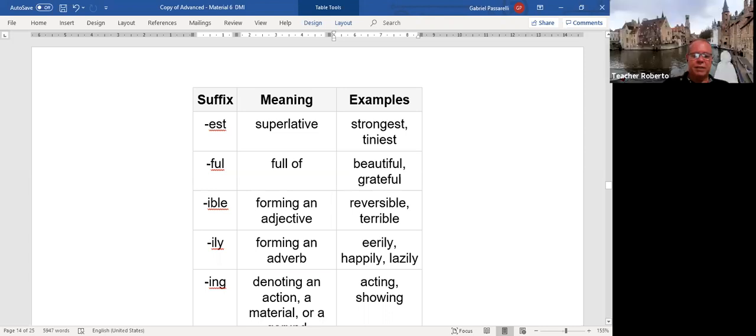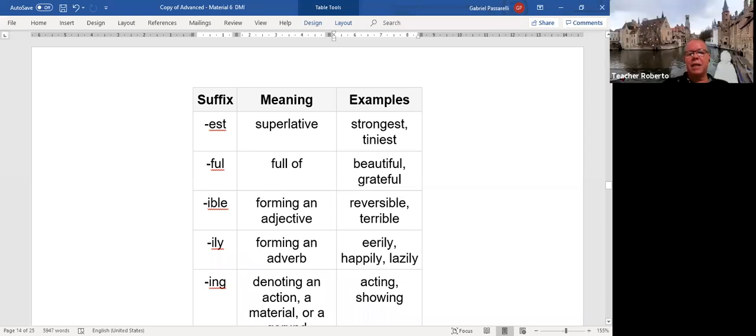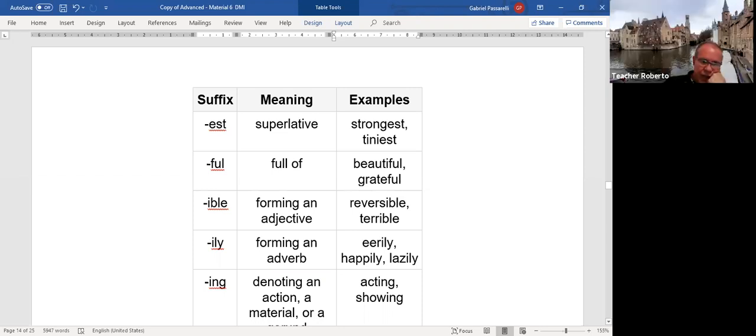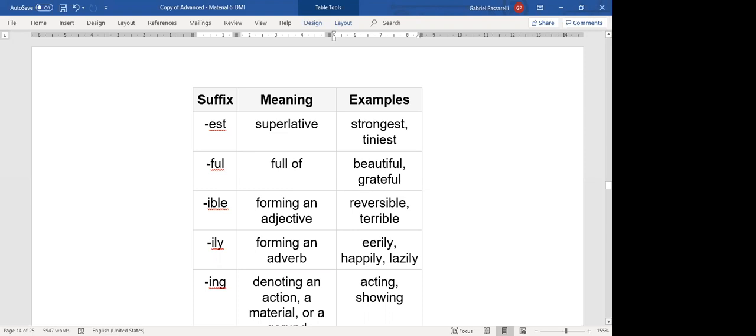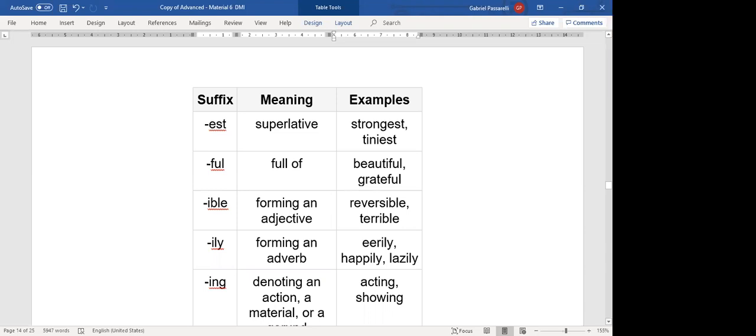Okay, any question about this? No. What about the other one, Erica? Ful, forming an adjective. Reversible, terrible. Okay. The other one, Claudia. Ly, forming an adverb. Early, happily, lazily. Okay. Any problem? Yearly means an honor. Okay, it's an adjective. Yearly, honor.